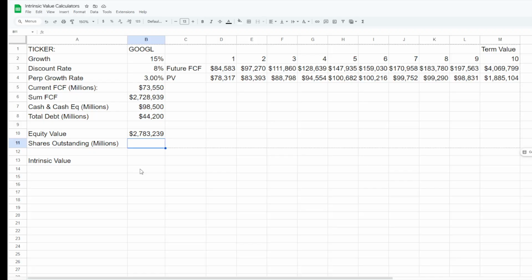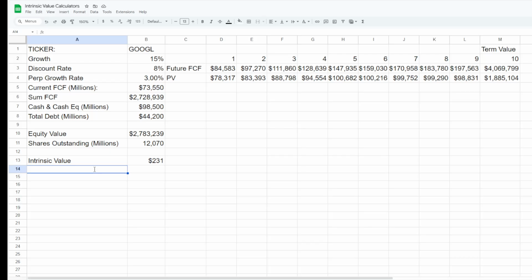So we're going to put that in here. We're going to put, again, in millions, 12,070. Okay. And so we can finally compute the intrinsic value. We take the total equity value and we divide that by shares outstanding. And we can see that Google is currently worth intrinsically $231. Now, how does that stack up to Google's current price?